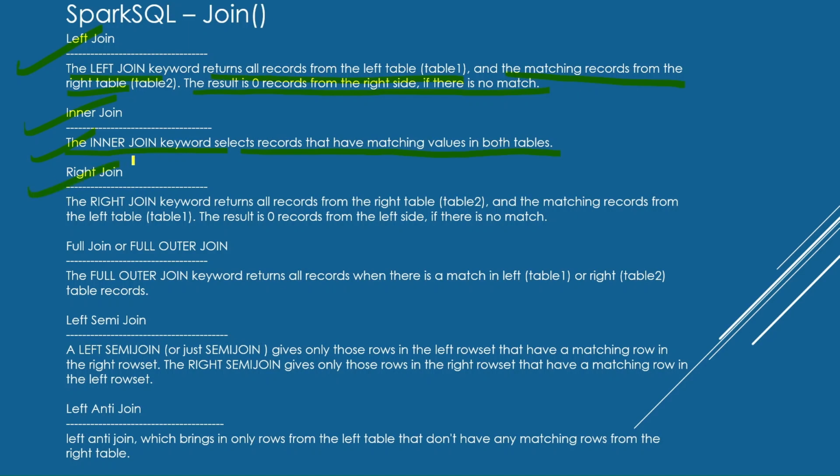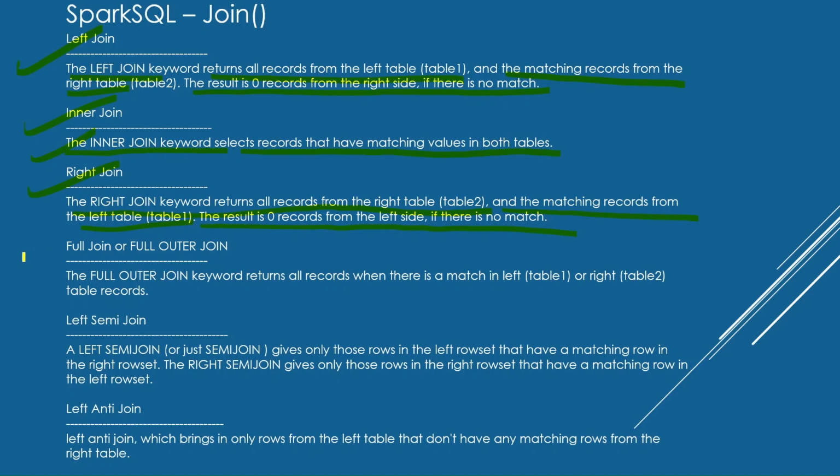Let's discuss the right join. What is the right join going to do? The right join keyword returns all the records from the right table and the matching records from the left table. The result is 0 records from the left side if there is no match. So what does it mean? It means whenever we are joining two tables with the help of a right join, it will take all the records from the right table and only the matching records present in the left table. If there is no match in the left table, then 0 records will come out from the left side.